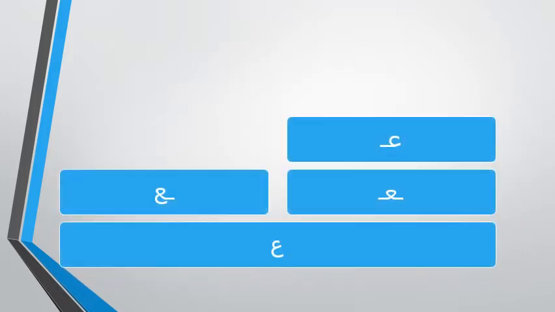So how do we draw the letter A? These are the forms of letter A. The form of letter A at the beginning. First, we draw an arch. How do we draw the letter A at the beginning of the word? We have an arch.